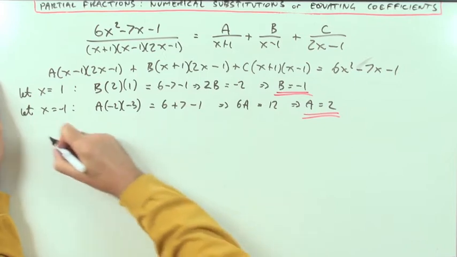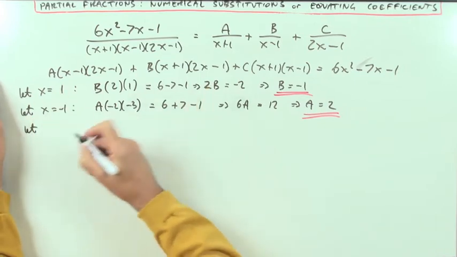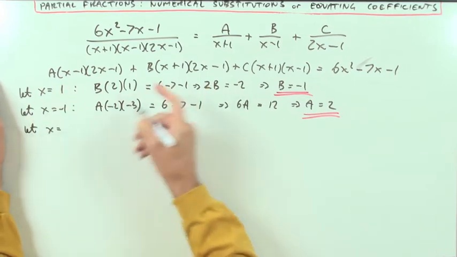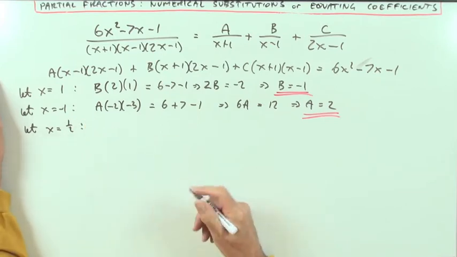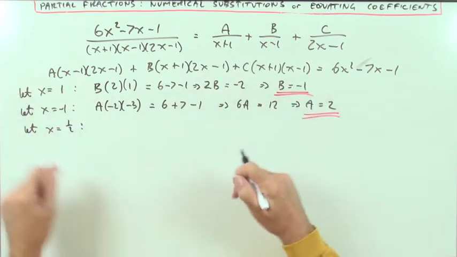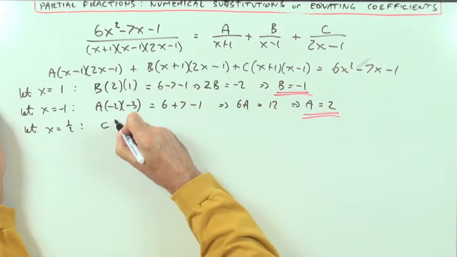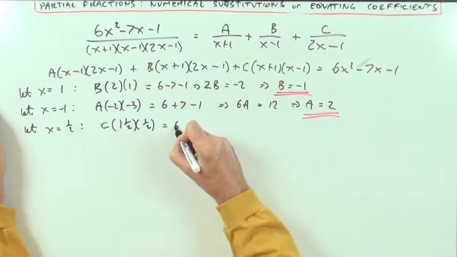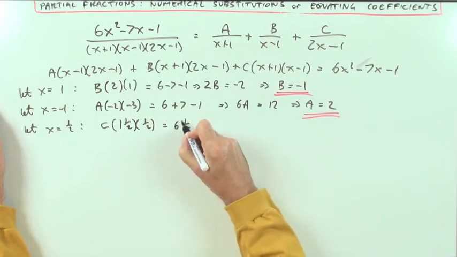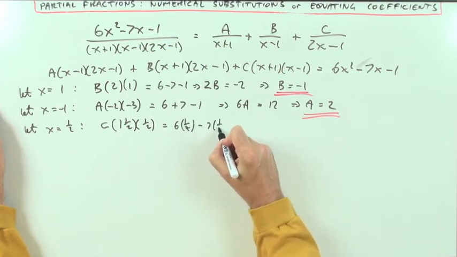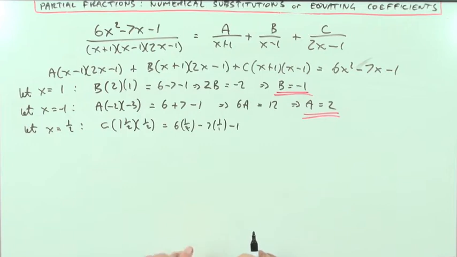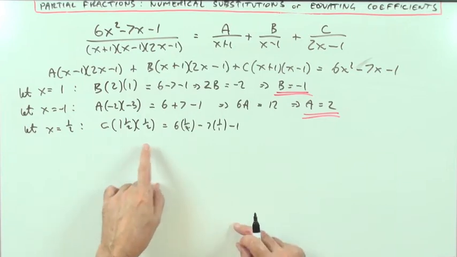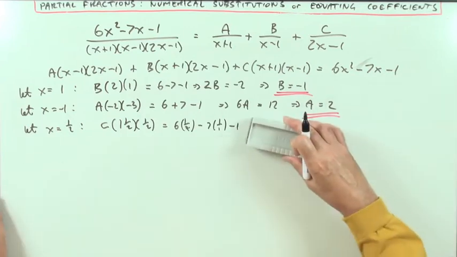But when it came to the last one, I'm going to have to do this. I'd have to say, let x equal a half. Now when x equals a half, they get knocked out and I'm left with this, but what am I left with? I've got c times 1½ times a half equals 6 times a half squared, which is 6 times a quarter, minus 7 halves minus 1, which, although it's only a piece of arithmetic, is still a bit annoying.